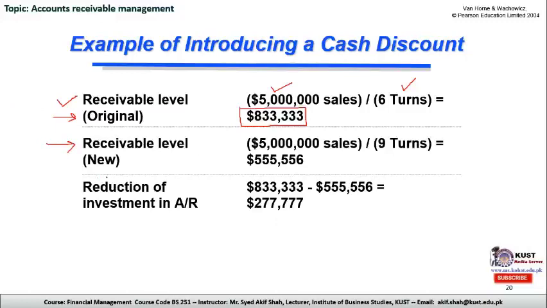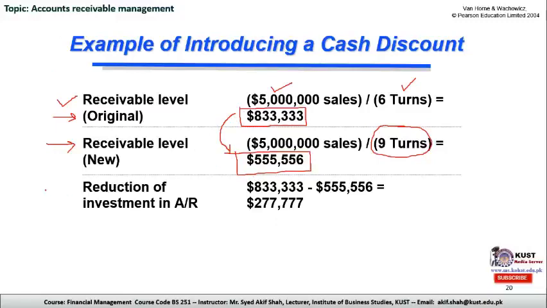After the introduction of the new policy, or the discount approach, we have to calculate the receivable level with the new discounting approach. The only data change is the number of account receivable turns, because 30% of the customers were availing the discount period, so the account receivable turns have increased. So the new level of account receivable will be $555,556. We can see that when the company introduced the discount, 30% of the customers paid within 10 days, and this early payment is expediting the collection process, resulting in a reduction of the average level of account receivable on the balance sheet.